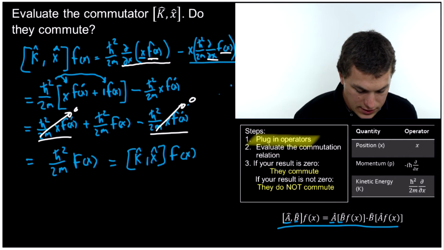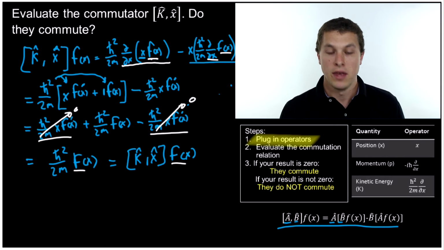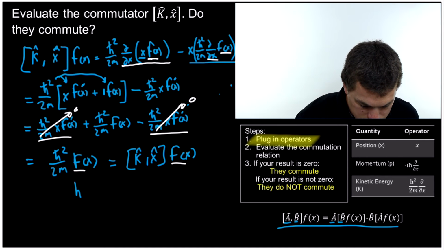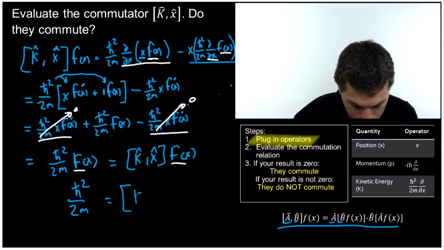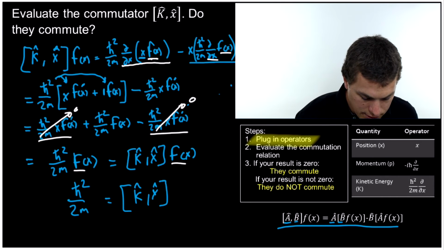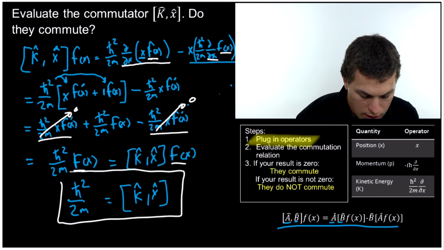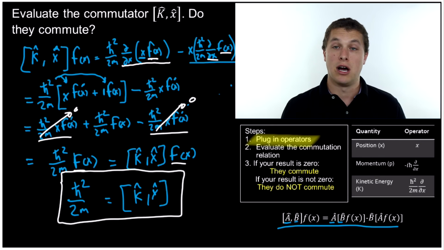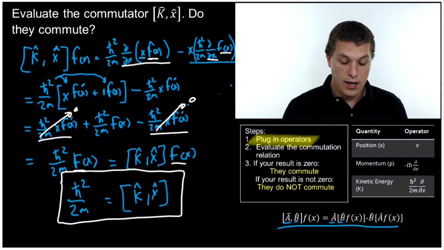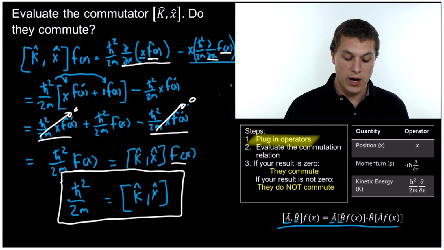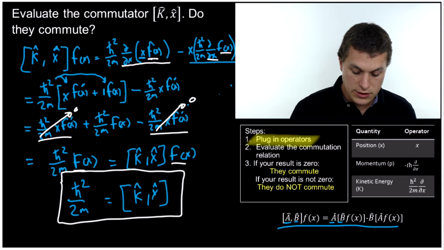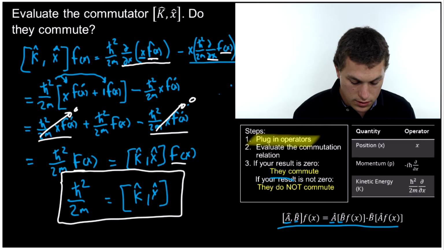So now here we see our test function f of x on both sides, and what we're going to do is we're just going to drop that. And when we drop that, what we get is h bar squared over 2m equals our commutator, k hat x hat. So that tells us our answer then. When we apply the kinetic energy operator and the position operator in our commutator relation, we don't get 0. We get h bar squared over 2m. So the answer is they do not commute.